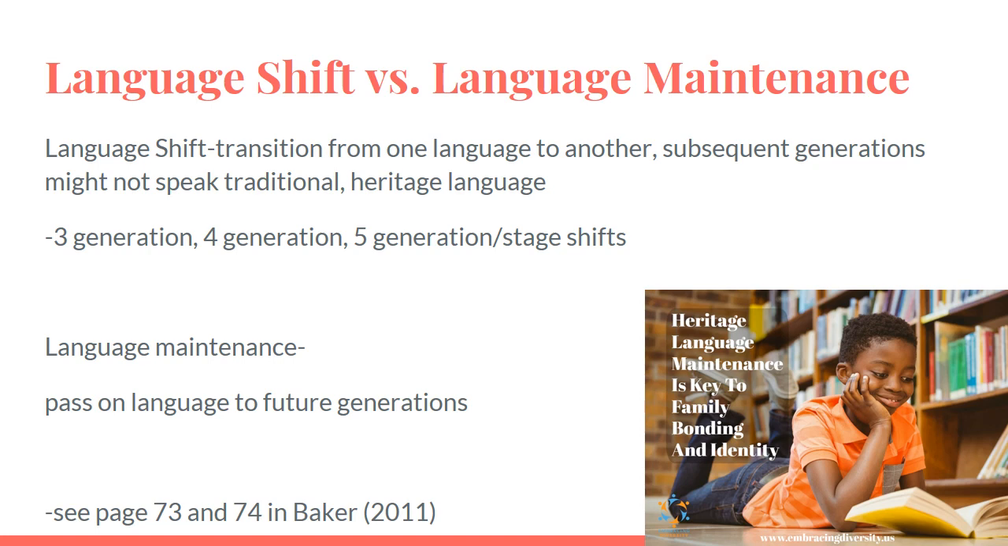But then sometimes the second generation starts to shift toward a preference for the majority language, or in the United States, English. Then the third generation, the grandchildren of the first generation immigrants, are more likely to speak only the majority language.